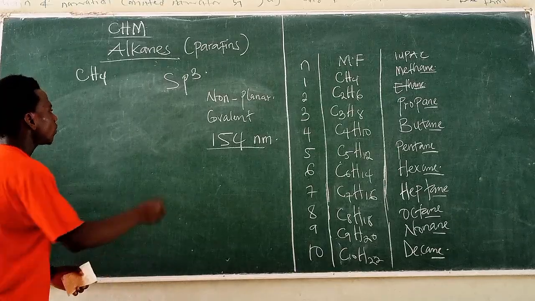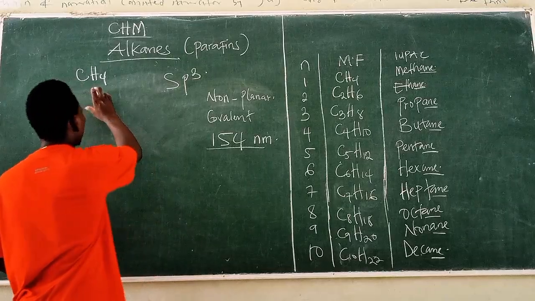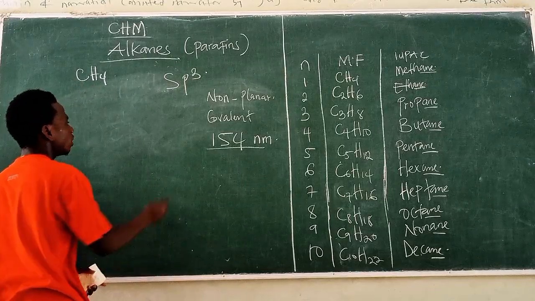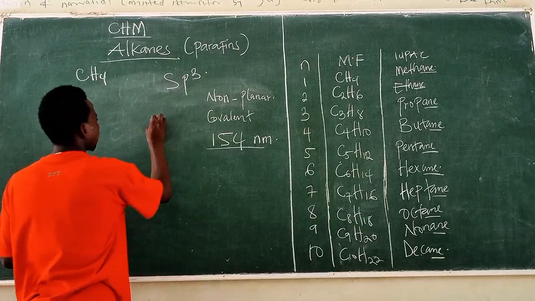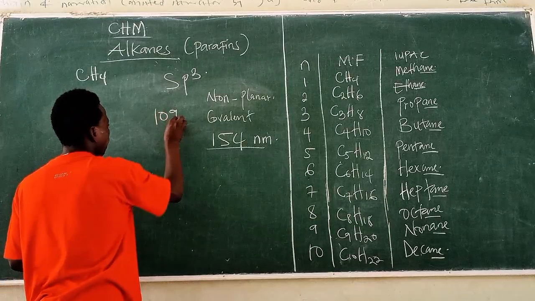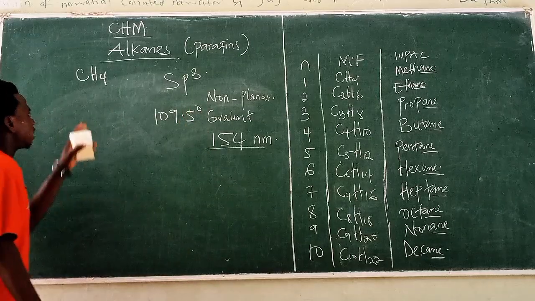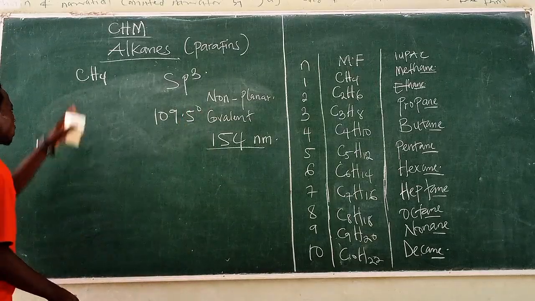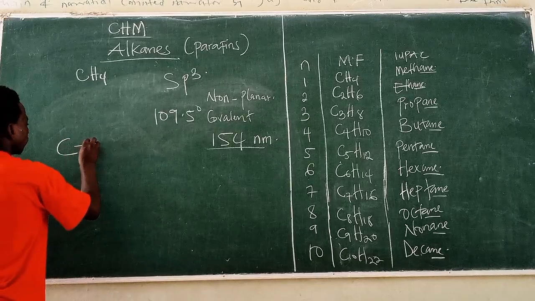As a result of the bond length, a carbon in an alkane is bonded to a hydrogen or another carbon at an angle of 109.5 degrees. Going by the 3D structure of this particular molecule, we'll have the structure drawn this way.